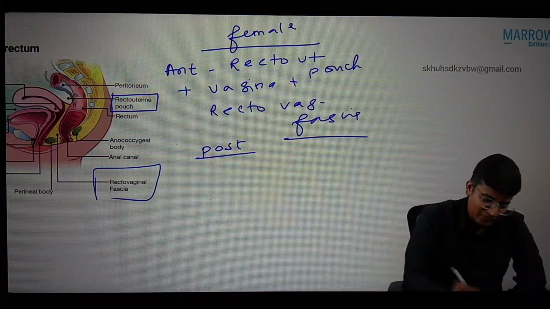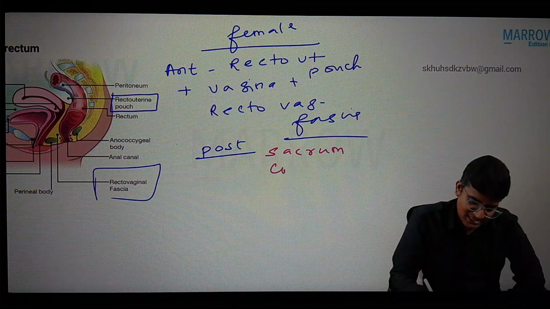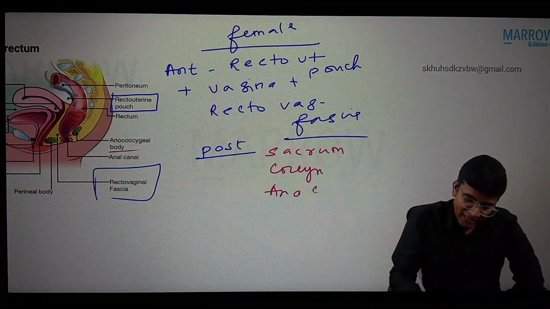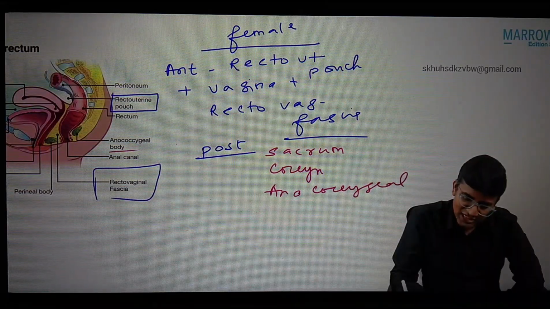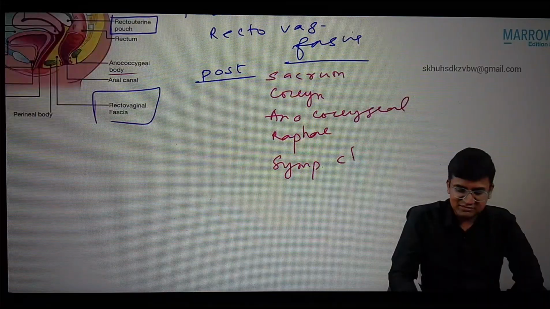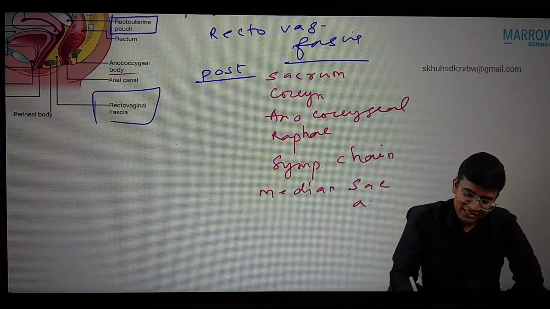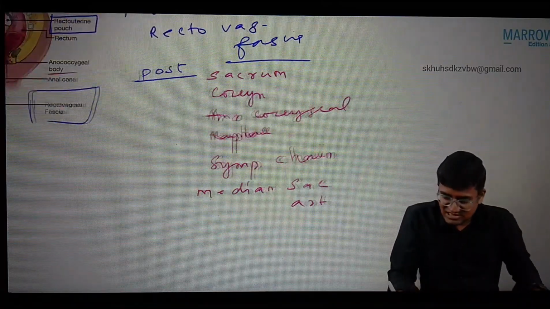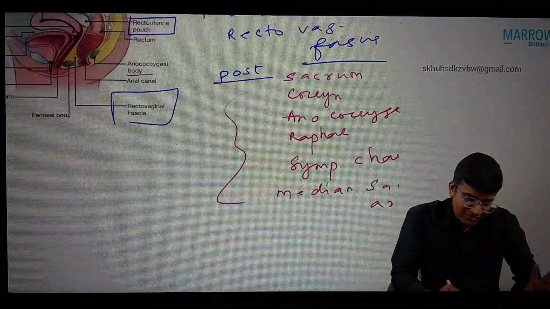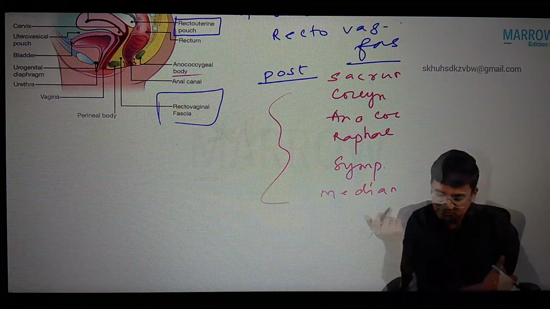So posteriorly we have the sacrum, and then the coccyx, and then we are seeing the anococcygeal raphe, and then the sympathetic chain, median sacral artery. Okay, so many structures present. Just remember certain important structures. Okay, that is enough. Certainly they won't ask you. Mainly the question will be about the peritoneal covering. Okay, so these are the basic points you have to know in the rectum.